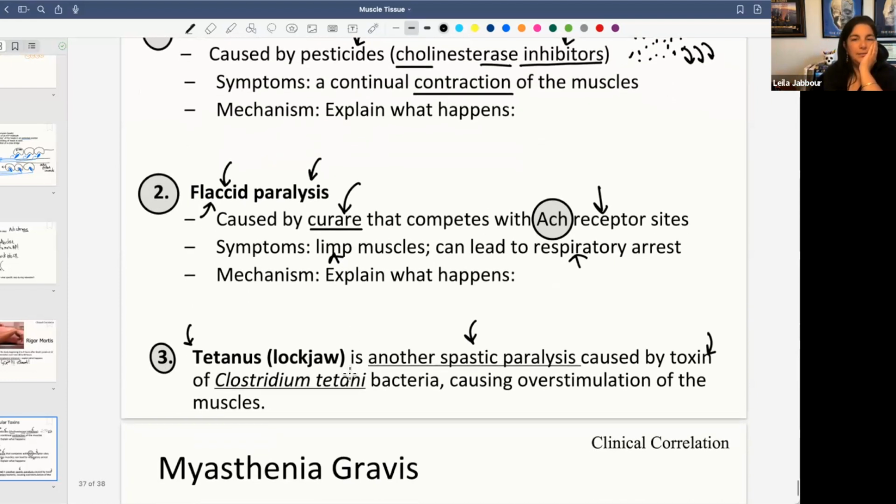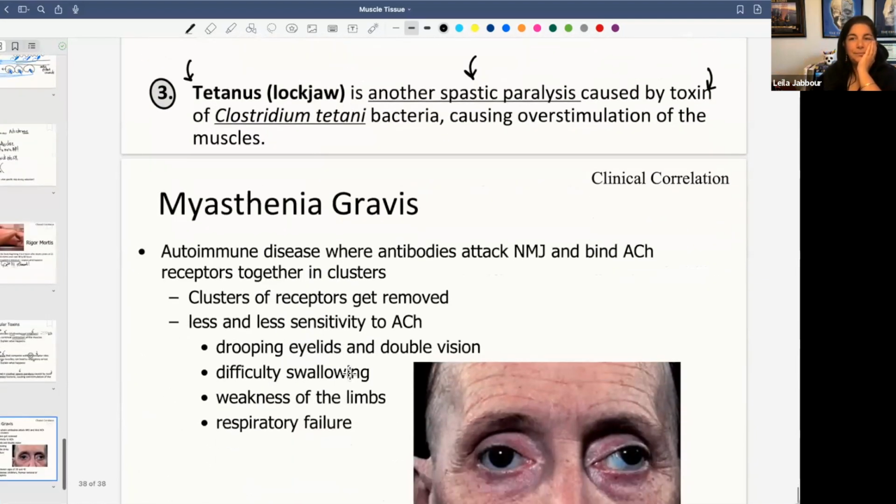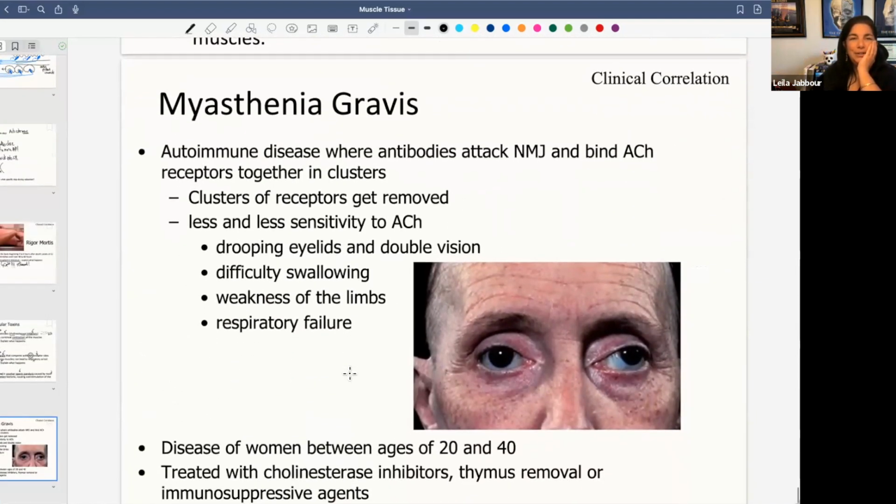and it's really terrible. Another clinical correlation, because you probably will see that one for sure, is myasthenia gravis. There's new research about a potential treatment for myasthenia gravis, with the documents I shared with you. So this is an autoimmune disease where antibodies of your own body are attacking the neuromuscular junction.